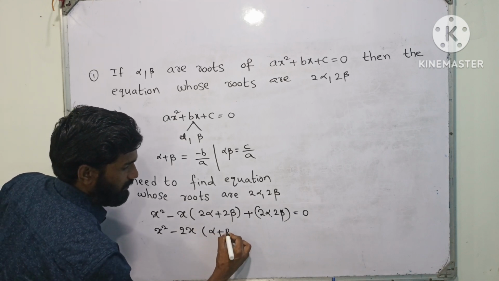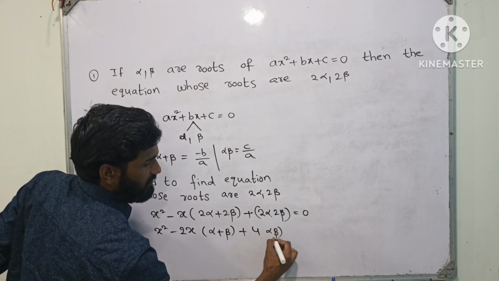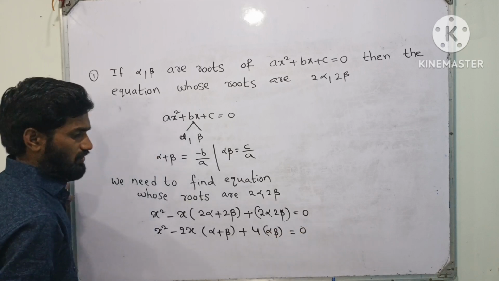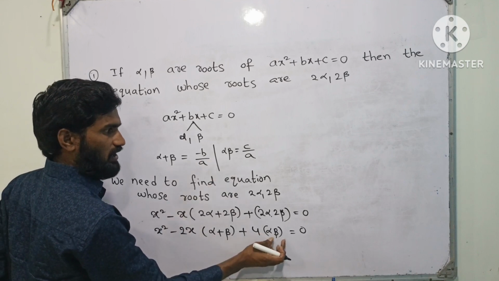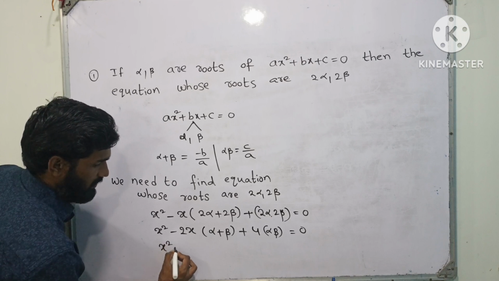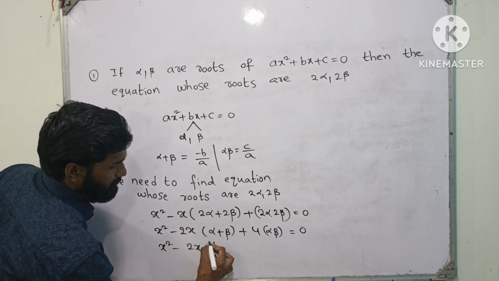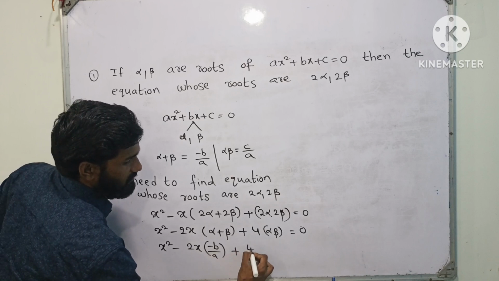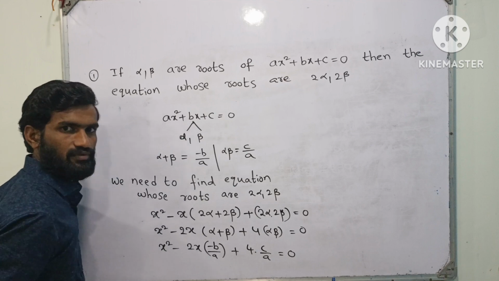What we will get? Alpha plus beta plus 2 into 2 is 4, into alpha beta, we will get equals to 0. Now we already know alpha plus beta is nothing but minus b by a, and we already know alpha beta is nothing but c by a. Just substitute in this: x square minus 2x into minus b by a plus 4 into c by a, which is equals to 0.